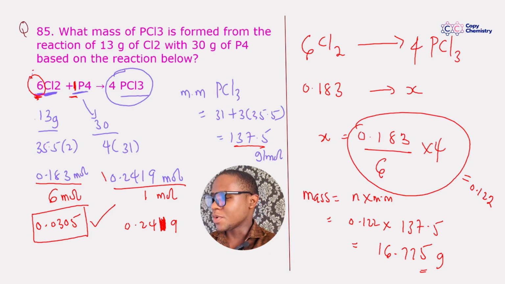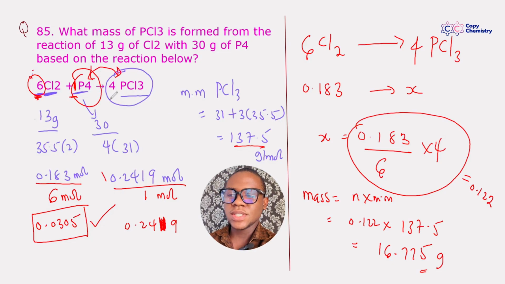So I'm going to see you on question 46. But before we go, let me let you know that if you had compared P4 with PCl3 like this, you get an answer in moles and then you get an answer in grams. It will not be 16.775. It will not. And it will be wrong too. So, yeah, I'll see you on 86.